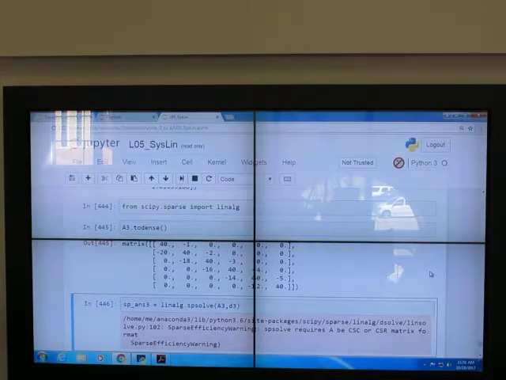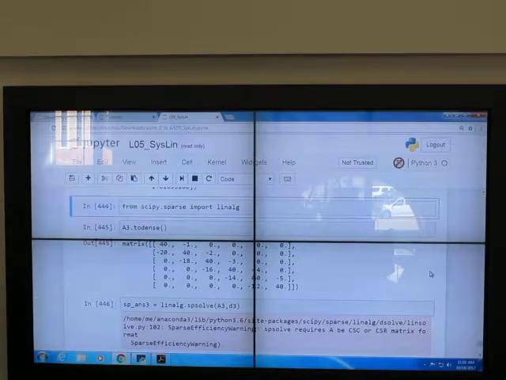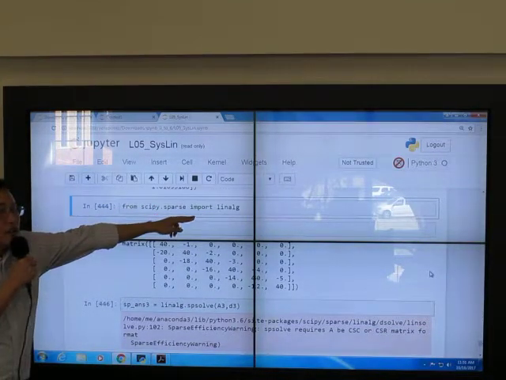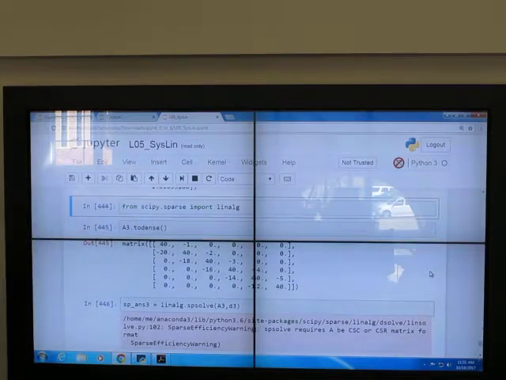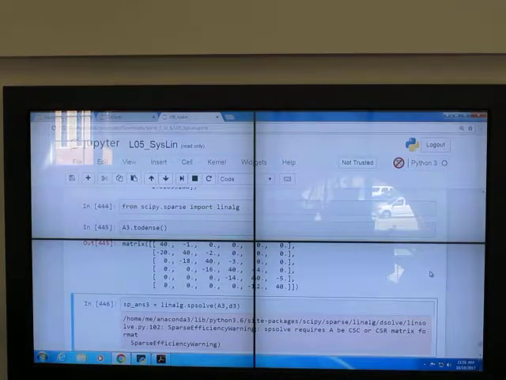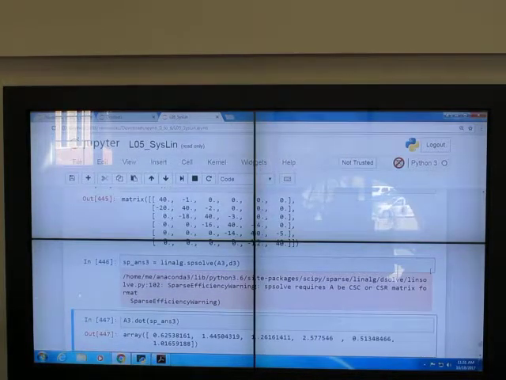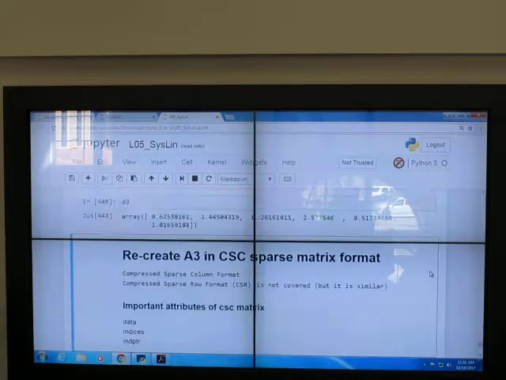linalg spsolve. Look at how I import it. I do from scipy.sparse import linalg. So this is linear algebra, but it's for sparse matrices. So I do linalg.spsolve. This solves sparse matrices quickly and more efficiently. Okay. If your matrix has many zeros, use this. And the answer is correct.